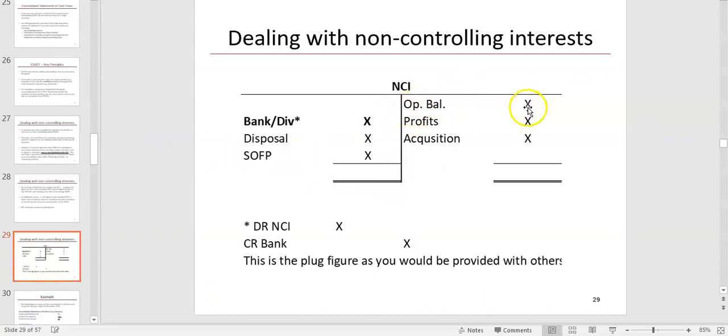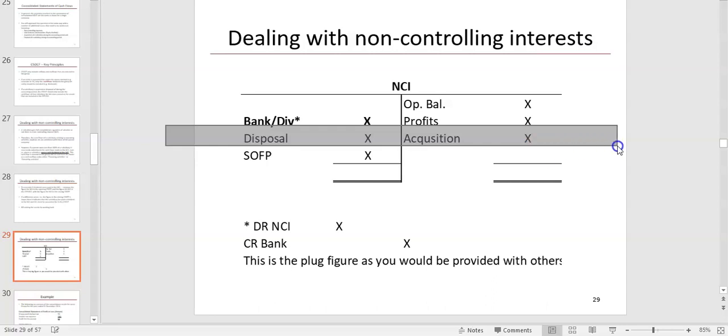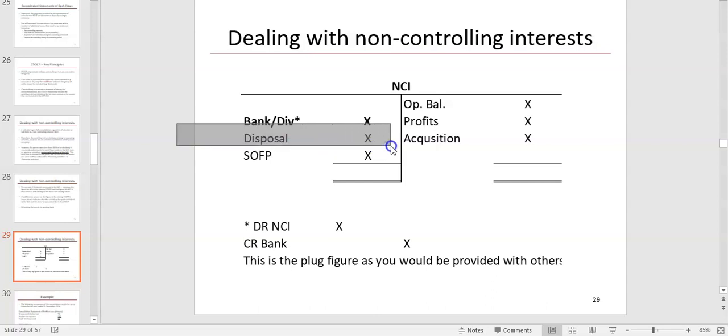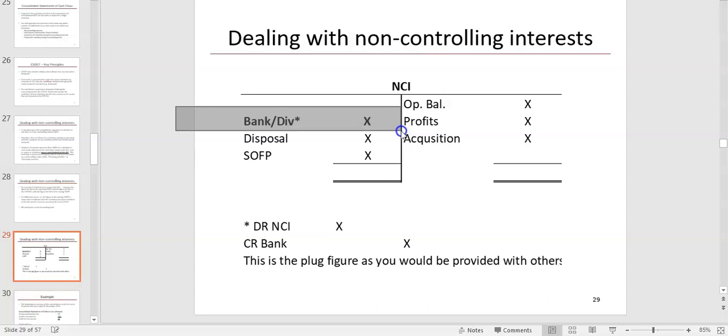You can call it balance brought down, balance carried down, whatever way you want. You'll be given the information about the share of profits for the year. That will be in the statement of profit and loss. And you may or may not have an acquisition or disposal during the year. So if there's a mid-year acquisition of a subsidiary with NCI attached, that will increase the NCI for the year. If there was a mid-year disposal of a subsidiary, that will decrease the NCI. And having all of those figures, you can figure out the plug figure to make it all work. And that plug figure is debit NCI, credit bank, which is the amount of dividends paid to the NCI during the year, which of course are paid from the subsidiary.